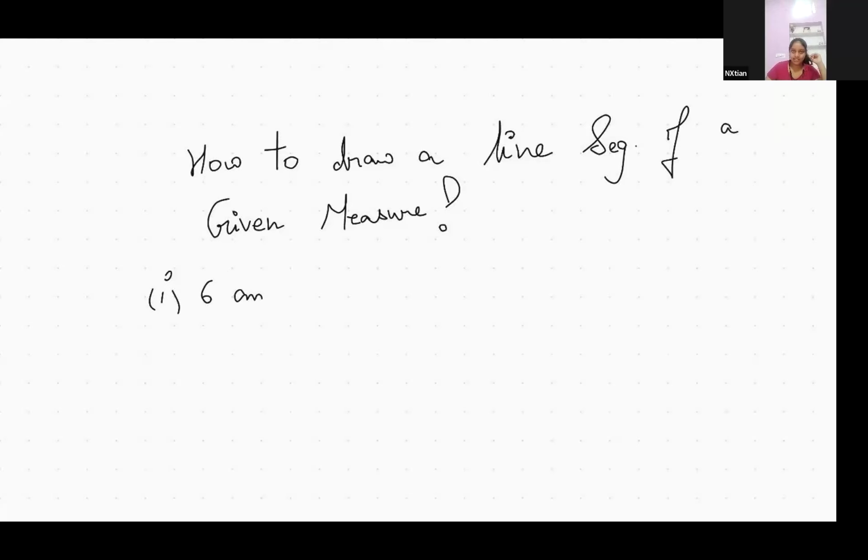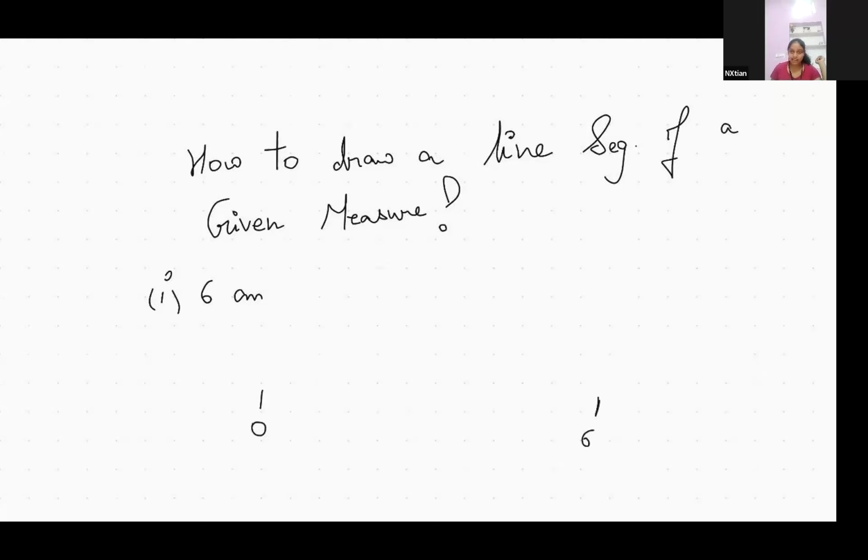Take pencil and a scale. Now place the scale on your notebook. Place the scale on your notebook, and you will have from zero till 6 you have.